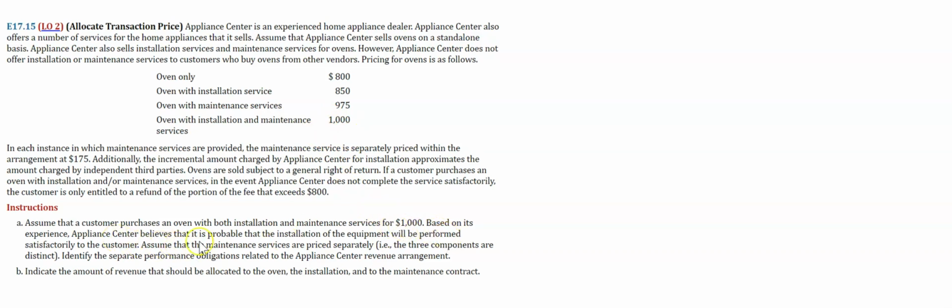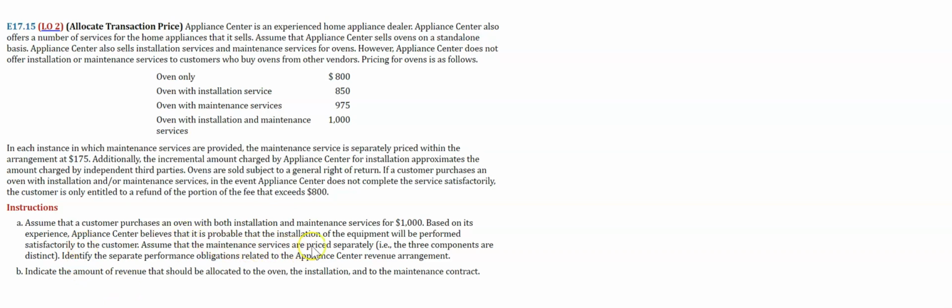Now it is probable that the installation of the equipment will be performed satisfactorily for the customer, because there is one piece of information: if a customer purchases an oven with installation and the Appliance Center does not complete the service satisfactorily, the customer is only entitled to a refund of the portion of the fee that exceeds $800. That means if a customer purchased all those and the installation is not satisfactory, then they have the option to get the refund for the installation.